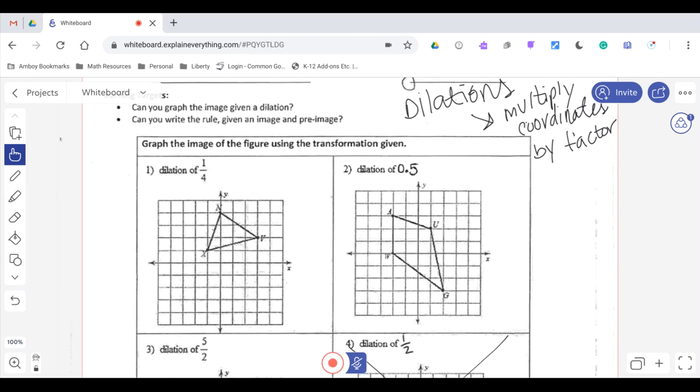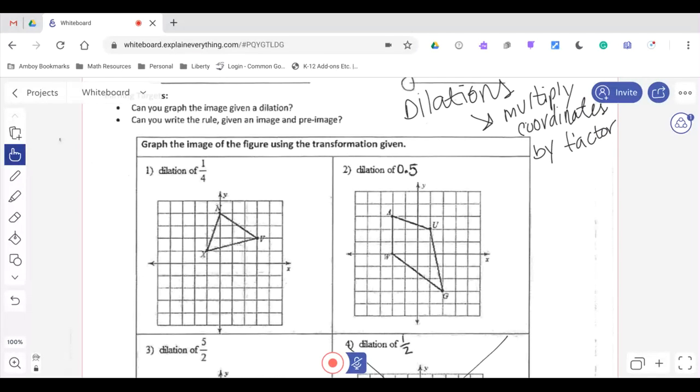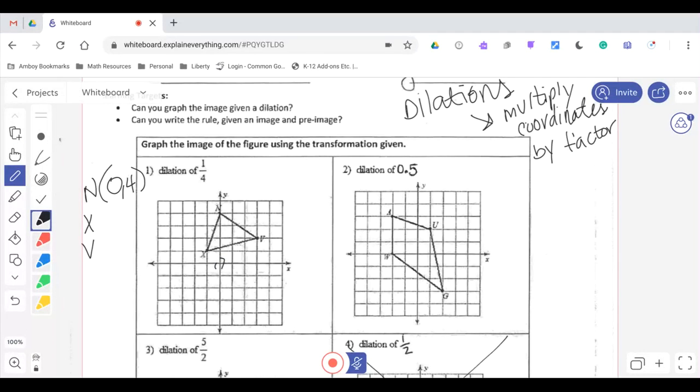So let's go ahead and do the first one here. I have this triangle NXV. And the first thing I'm going to do is just write down the coordinates so that I have numbers to work with. So here's 0, 0. So N is at 0, 4. X is at -1, 1. And V is at 3, 2. Okay. They tell me I'm going to dilate by a factor of 1/4. So I'm going to multiply by 1/4. You could also use 0.25.